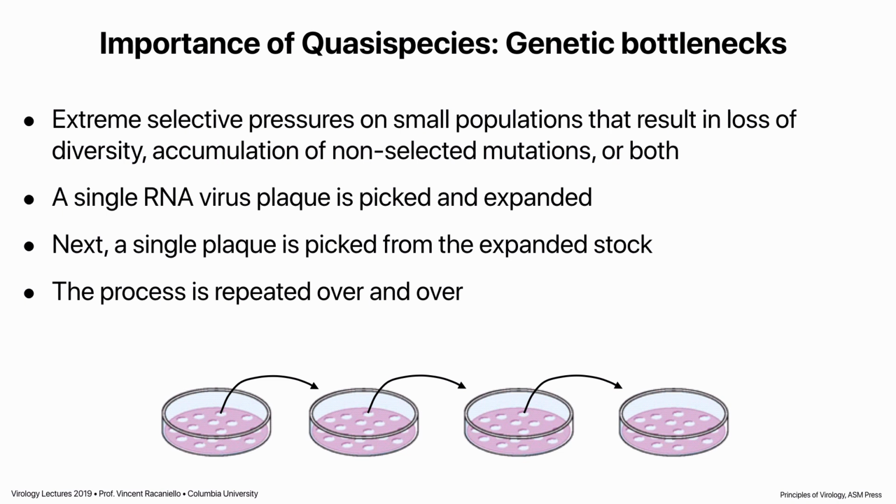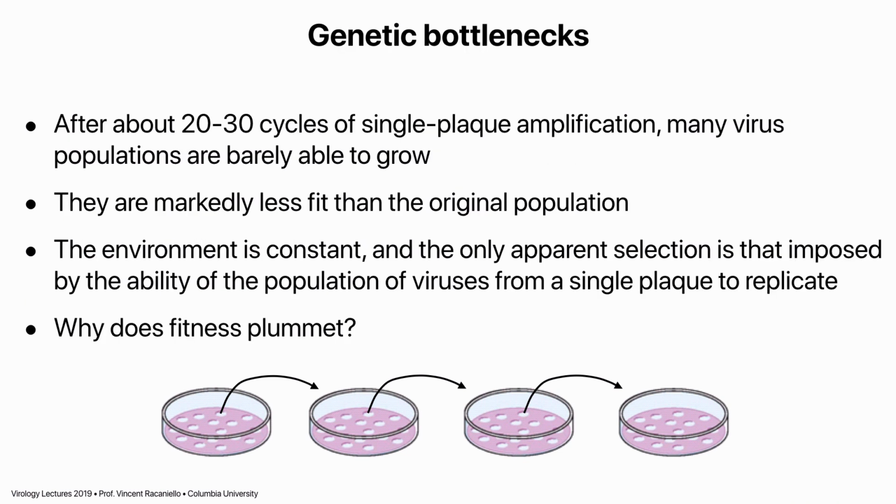We plaque it again. We pick a plaque, grow it up, plaque it out again. We pick a plaque, grow it up, plaque it out again. You do this over and over again. You can do it as long as you have patience. But after 20 or 30 cycles of doing this, you get viruses that can't grow very well any longer. They're barely able to grow. They're less fit than the original population.